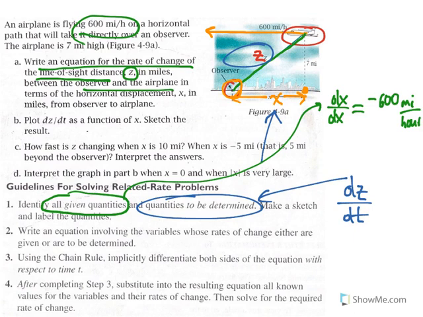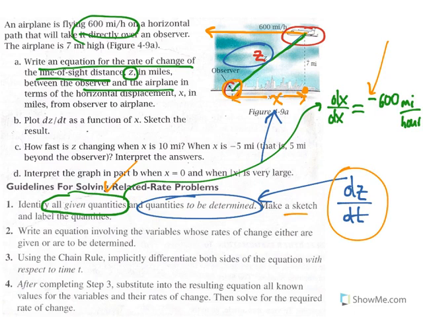And you might think, why is Mr. U writing negative 600 miles per hour? The reason is because as the plane is moving, the way it is drawn in our diagram, the distance between the observer and the point on the ground directly below the plane will be decreasing. And because that distance will be decreasing, we express dx/dt as a negative number. So this is a quantity that is given. And this is a quantity that we want to determine.